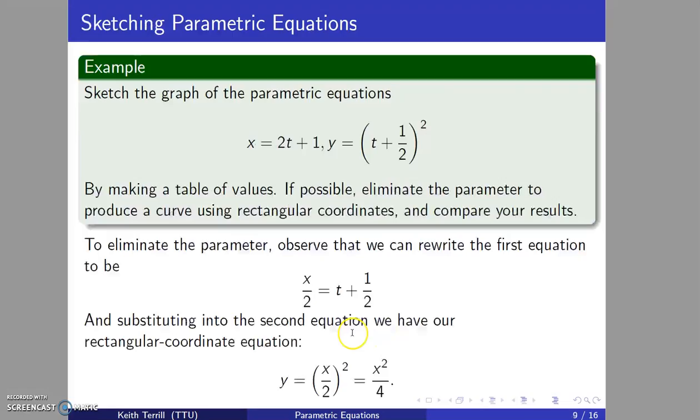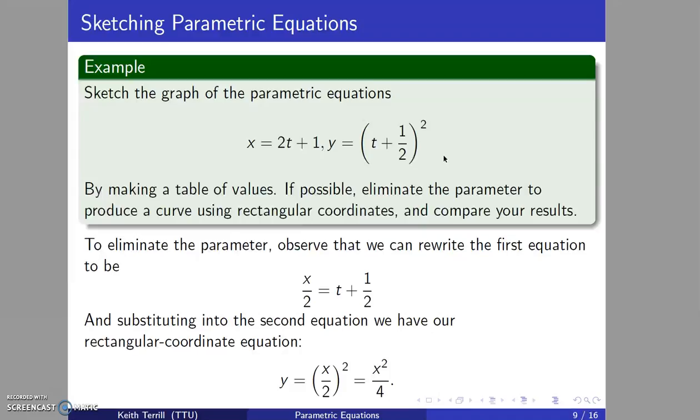So first example, I want to graph the parametric equations determined by x equals 2t plus 1 and y equals (t plus 1/2) squared. Now you can make a table of values for this, and we will in the next slide. But first of all, check and see if you can eliminate the parameter and use that single curve to see what your parametric curve should look like.